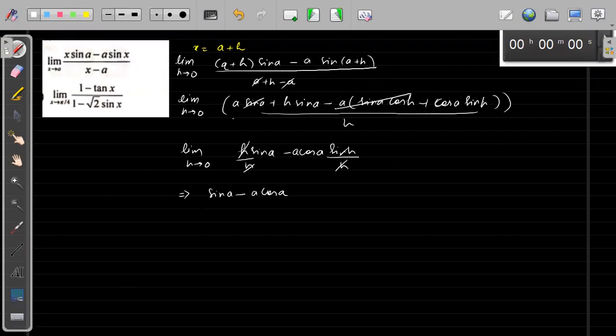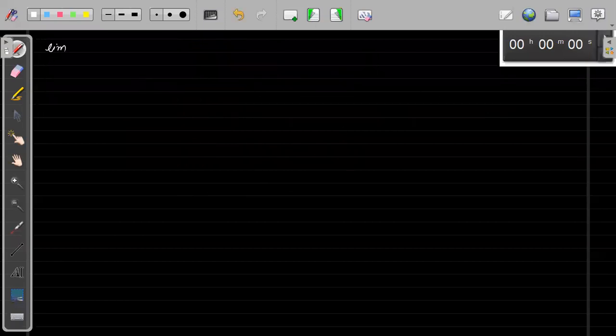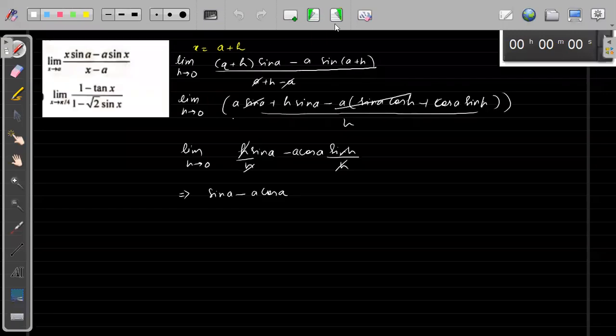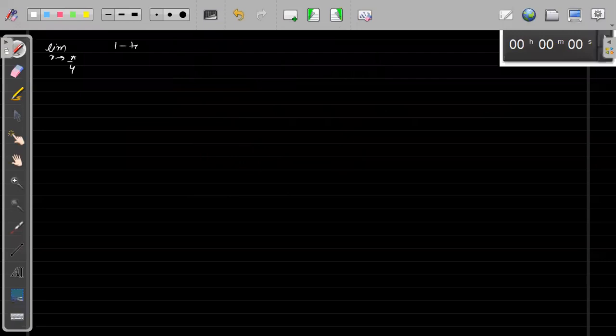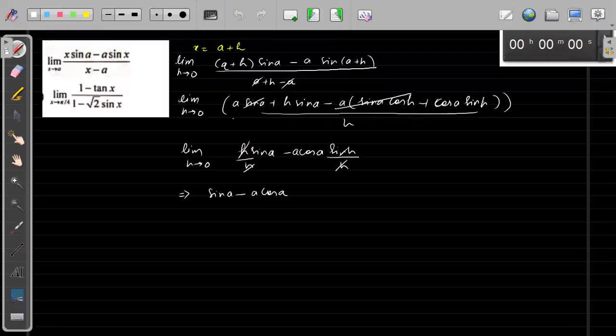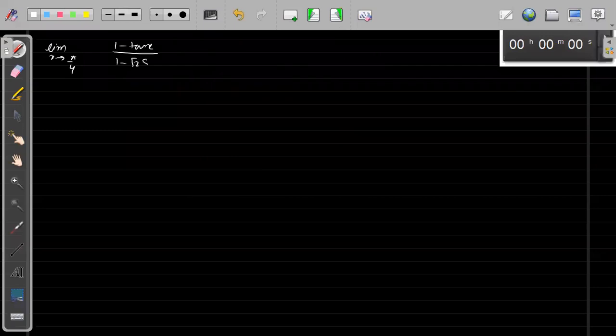We'll solve this. Fine. Now see, the second one, it's the same thing. We have x tending to a plus h. Now the second question is limit of x tending to pi by 4, 1 minus tan x divided by 1 minus root 2 sine x, right? We should get answer 2 for this one.